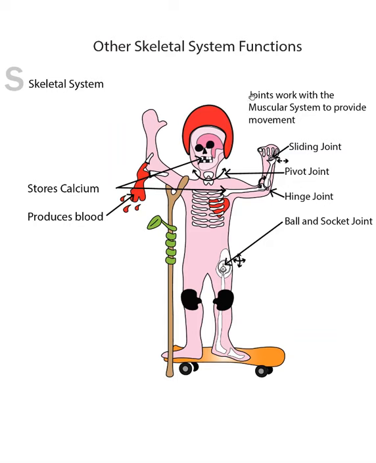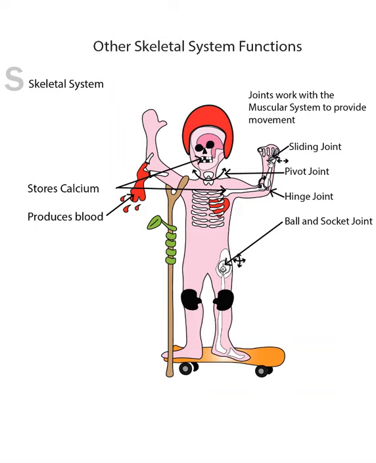The other function is that it helps the body move with the aid of the joints. So the joints work with the muscular system to provide movement. So let's quickly go over joints. Joints are things that allow us to move our hands.